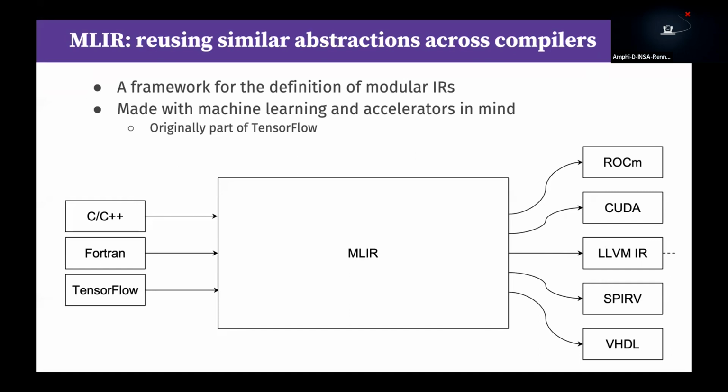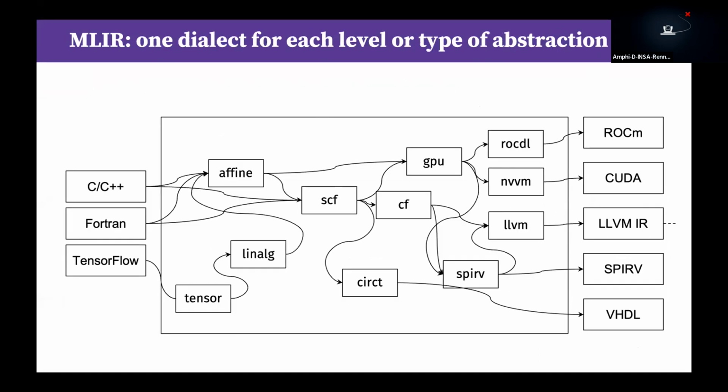We have this big box, MLIR, and the promise is that you're going to be able to compile all of these different languages. And how it's done is by bringing various different dialects, which are going to provide different abstractions, and each of those abstractions will help you optimize the graph in the right way.